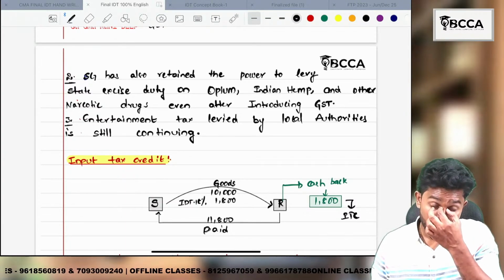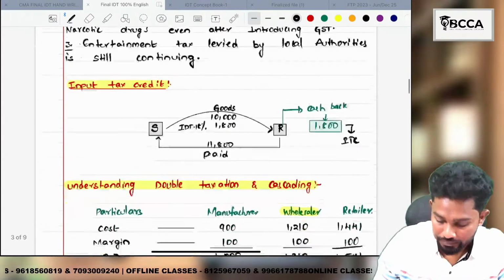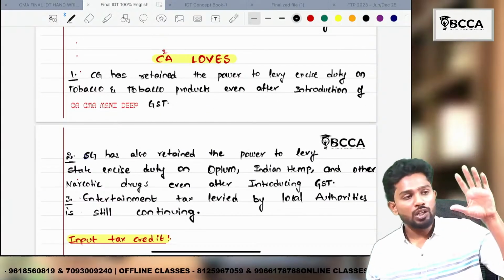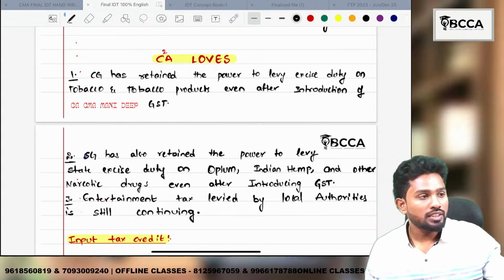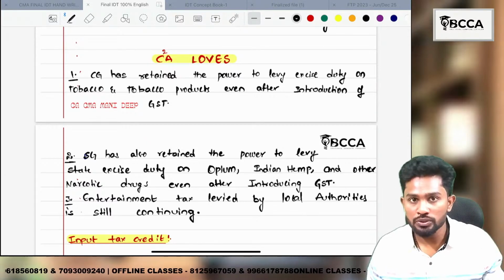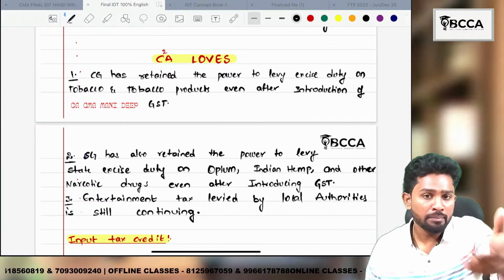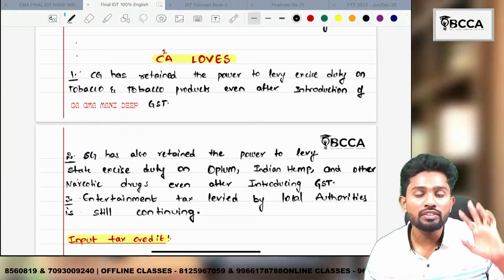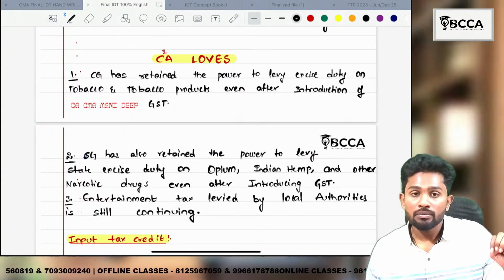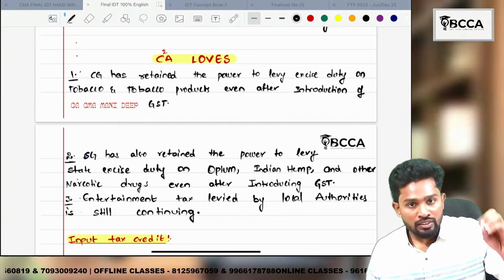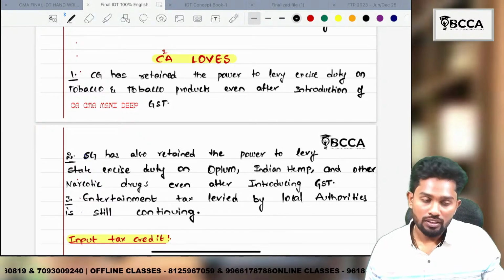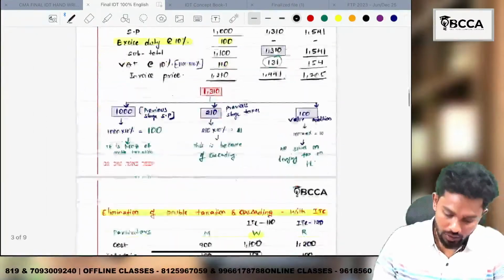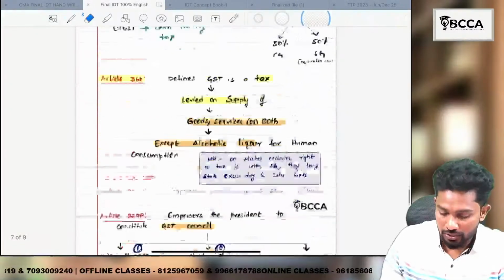Entertainment tax levied by local authorities is still continuing. Okay, so 3 points, sir. On tobacco, even after introduction of GST, central government continues to levy the excise duty. On opium, Indian hemp and other narcotic drugs, even after introduction of GST, state government continues to levy state excise duty. Whereas the entertainment tax, if it is levied by local authorities, it is still continuing even after introduction of GST. Okay. So coming to our next part, sir.